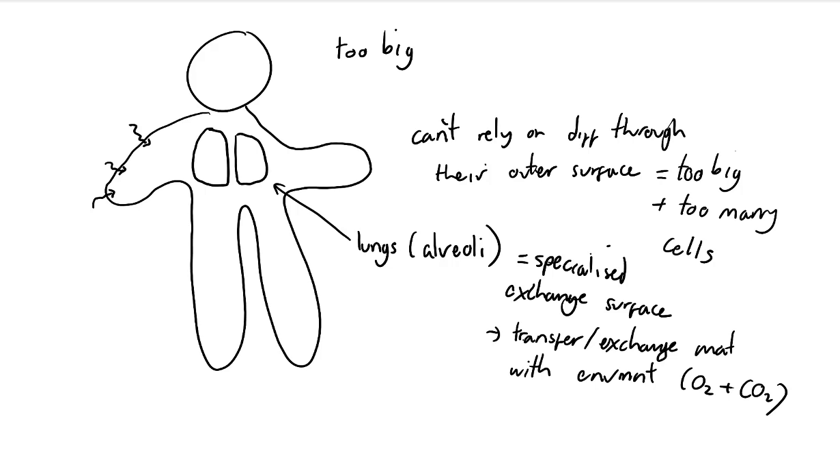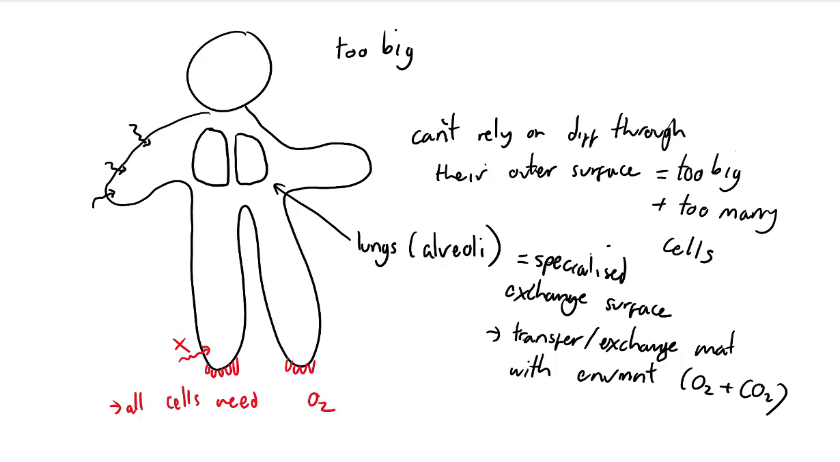So they were too big and they had too many cells, so they couldn't rely on diffusion through their surface, so they had to get this specialized exchange surface, and that is highly specialized and allows them to exchange substances with their external environment. Now the next problem is that all of their cells need oxygen. Even the ones in your little toes down here, they need oxygen as well. Now again, they can't rely on diffusion because diffusion's only effective over a very short distance.